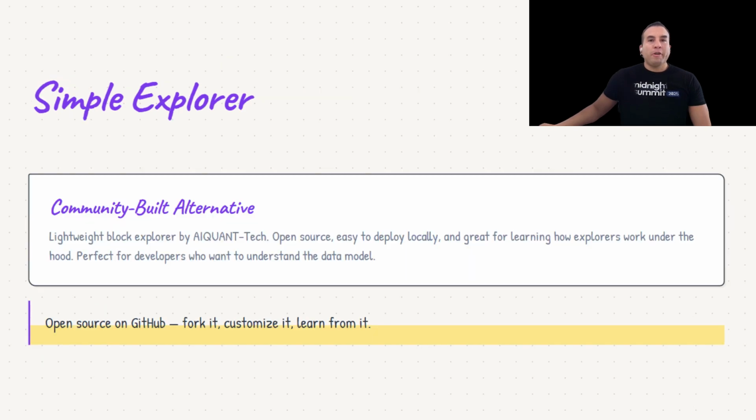Simple Explorer from AIQUANT-Tech takes a different approach. It's lightweight, fully open source on GitHub, and easy to deploy locally. If you're the kind of developer who likes to understand how things work, not just use them, this is the code base to study. You can fork it, customize it to your project, or just read through the code to understand how a block explorer talks to the indexer API. It's a learning tool as much as it's a production tool.